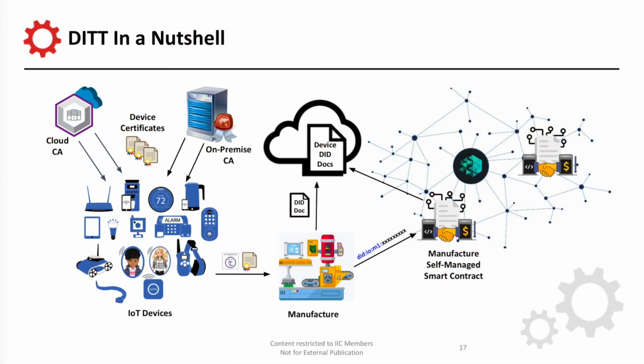So at a very high level, our system basically works in this way. Manufacturers either use a cloud CA, or they have their own on-premise certificate authority. So IoT devices will receive the device certificate from those certificate authorities. Those device certificates, together with device metadata, will go through the manufacturer line. So the manufacturer will create the DID docs on behalf of all those devices.